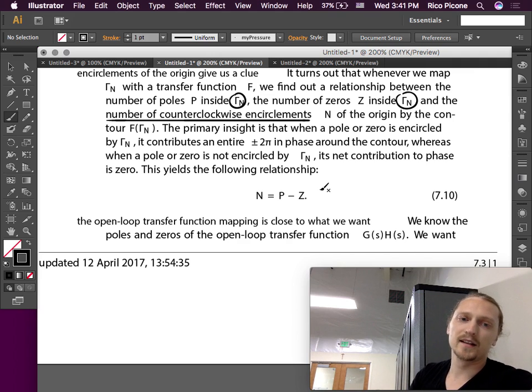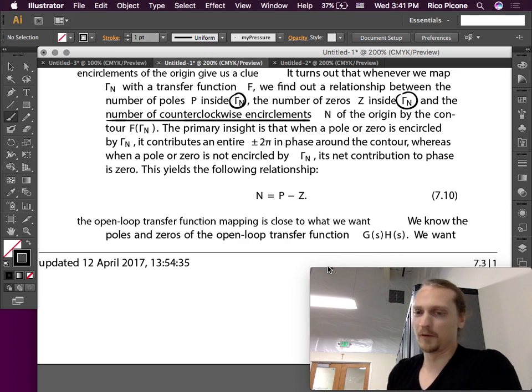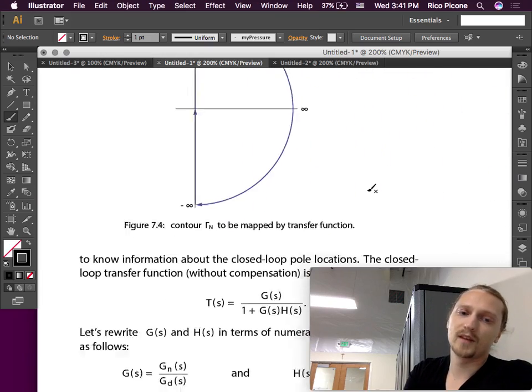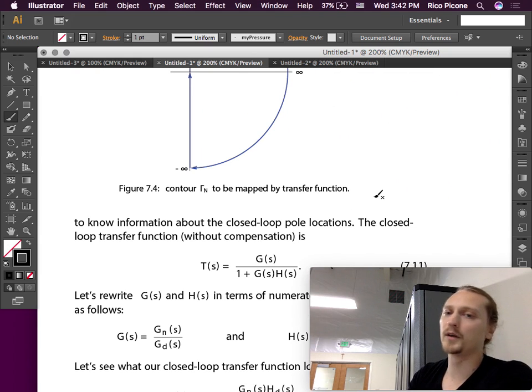So the second insight: the open loop transfer function mapping is close to what we want. Let's take a look at that. We know the poles and zeros of the open loop transfer function, GH. So let's assume that we know them. We want to know information about the closed loop pole locations. Specifically, we're most interested in whether or not it's stable, but we're interested in other stuff too.